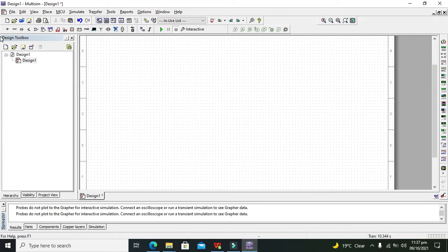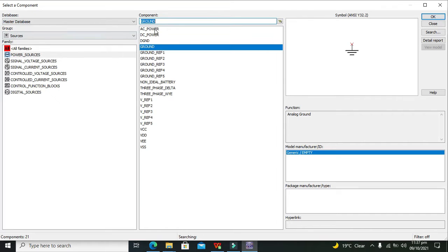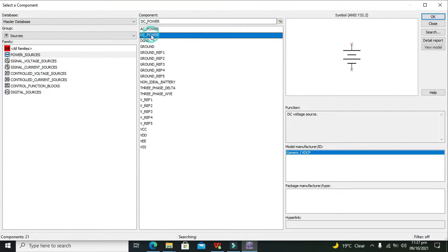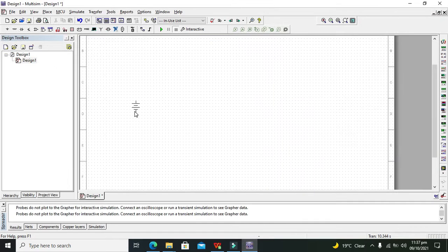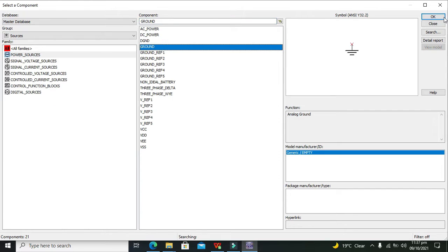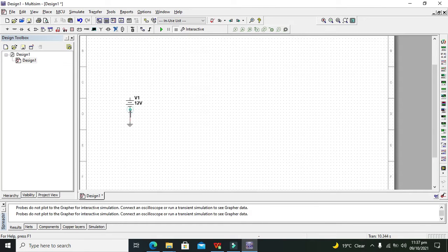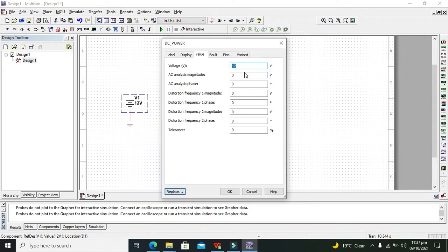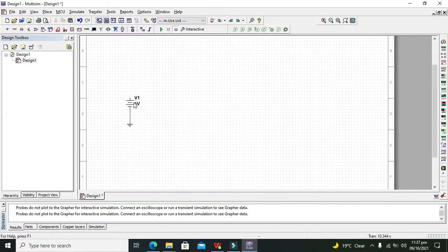So let's try to build this circuit for the SR latch. We will take our DC power, and then ground. Now connect the negative part of the DC power supply with the ground. Also reduce the voltage to 5 volt, because the majority of semiconductor ICs are not able to tolerate this 12 volt. So we have to reduce it to 5 volt.